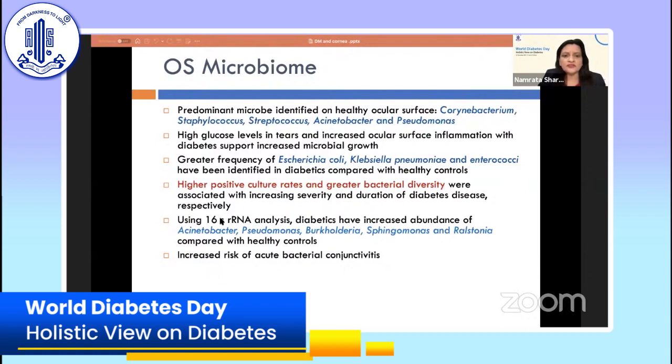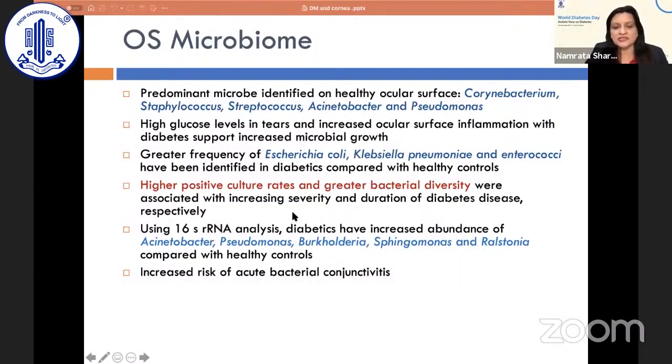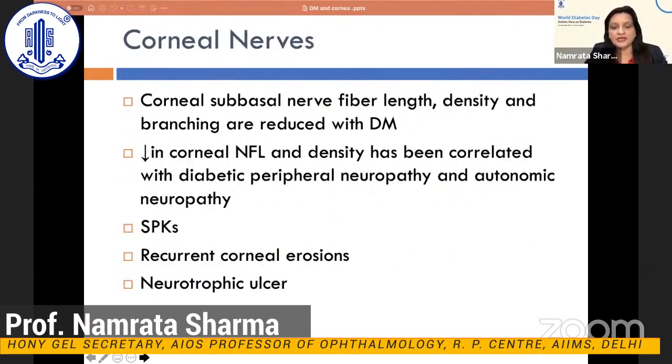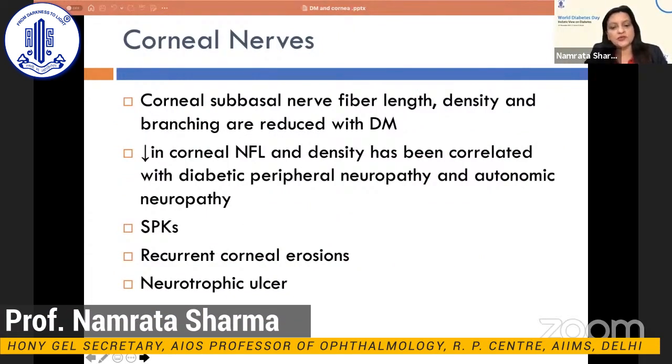And as we see the ocular surface microbiome, although predominantly normal on a healthy ocular surface, you have Corynebacteria, Staph, Streptococcus, Acinetobacter, and Pseudomonas. But in diabetics, you have other organisms like E. coli, Klebsiella pneumoniae, and Enterococci. And what is seen is that there are higher positive culture rates and greater bacterial diversity in diabetics. And with molecular analysis, different organisms like Sphingomonas and Ralstonia have also been seen as compared to the healthy controls. And there was one study which said that there's increased risk of acute bacterial conjunctivitis in diabetics as well.